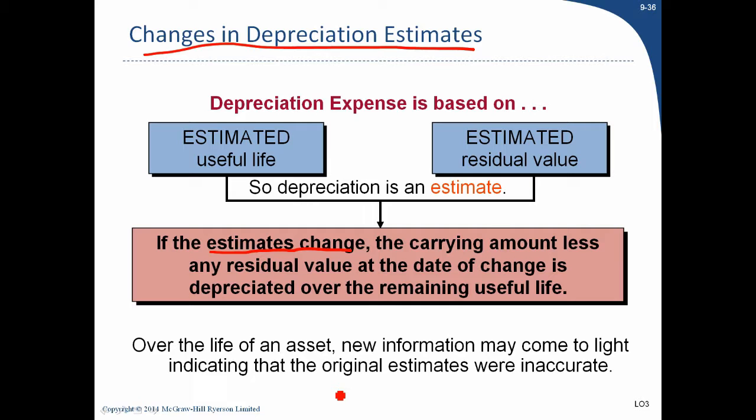If they think equipment is going to last them longer or shorter than they thought it would when they first bought it, they need to reallocate their funds. The accounting statements also need to reflect that. So how do we adjust for estimates? The carrying amount, less any residual value at the date of change, is depreciated over the remaining useful life. I'll show you an example of this.